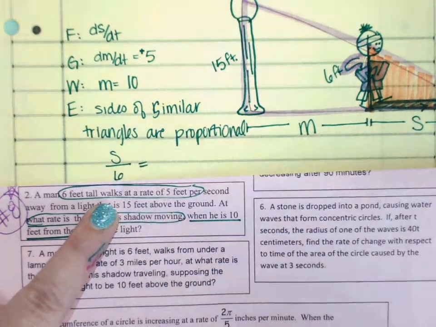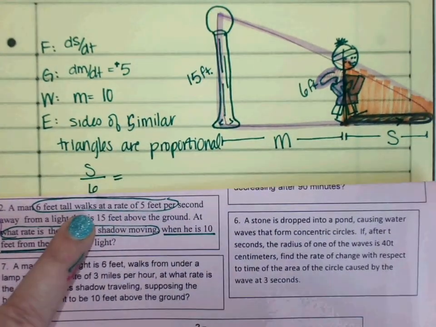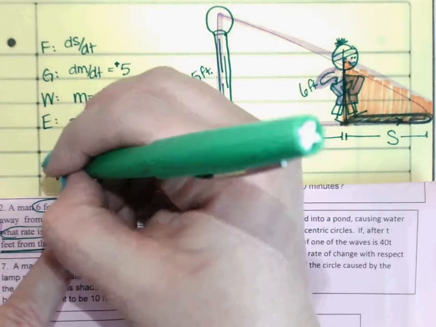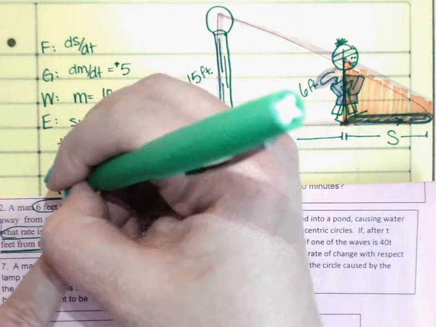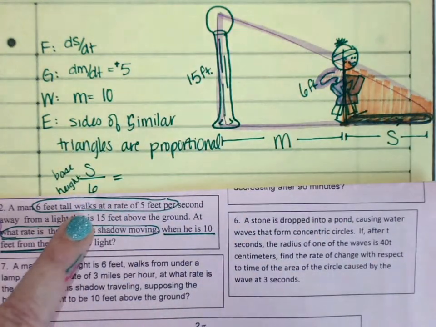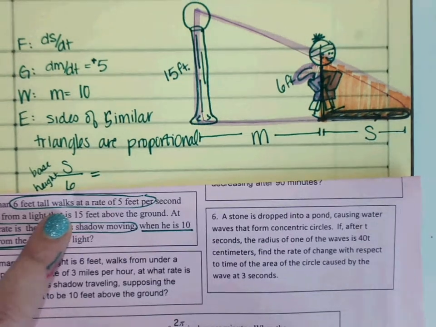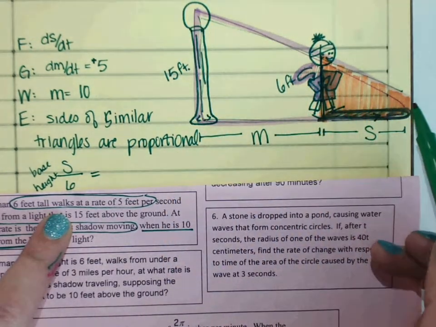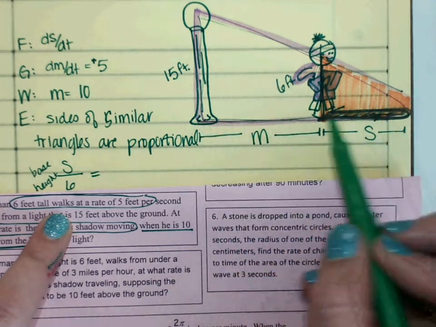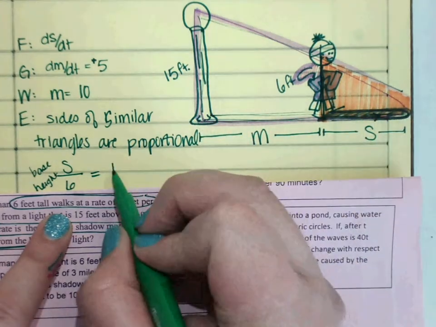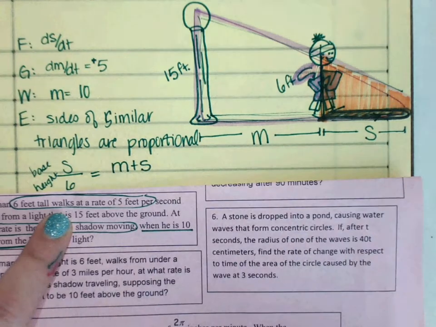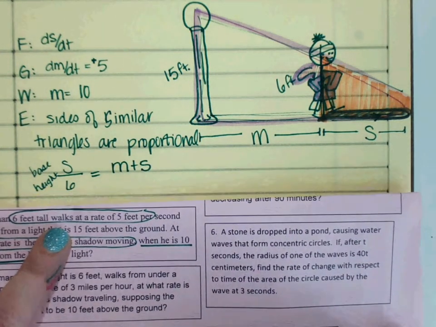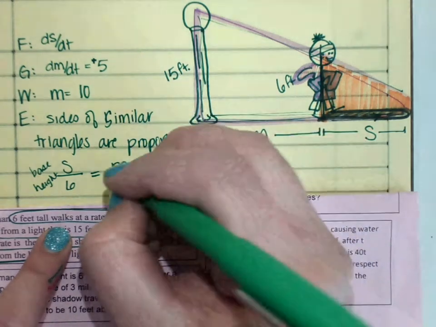Equal to. Now remember, S is the base of the triangle, and S is the height of the little orange triangle. What is the entire base of the big purple triangle? M plus S, because I got to include this whole length. So my base over here is M plus S, the man's distance away plus his shadow. And then what is the height of the big purple triangle? 15.